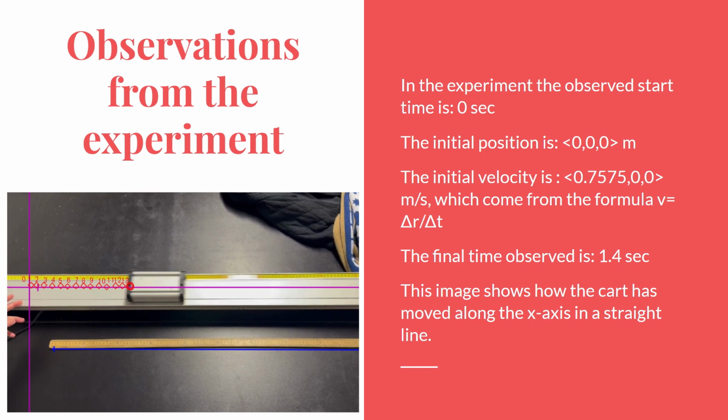Observations from the experiment. In the experiment, the observed start time is 0 seconds. The initial position is the origin. The initial velocity is the vector <0.7575, 0, 0> meters per second, which comes from the formula v equals delta r over delta t. The final time observed is 1.4 seconds, and as you can see, this image on the left shows how the cart has moved along the x-axis in a straight line.